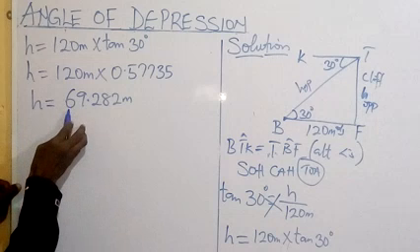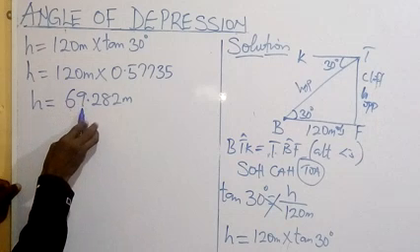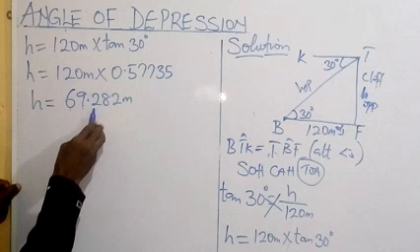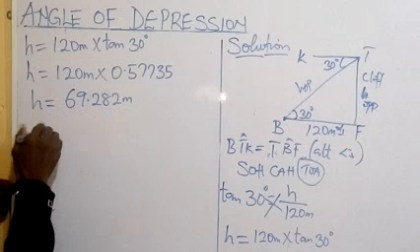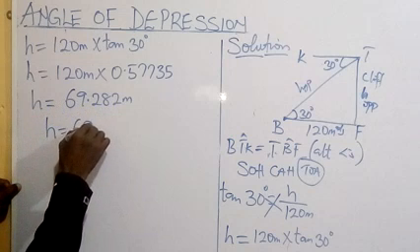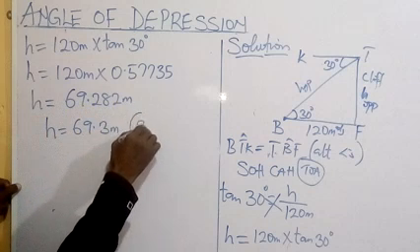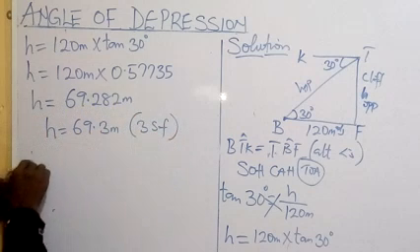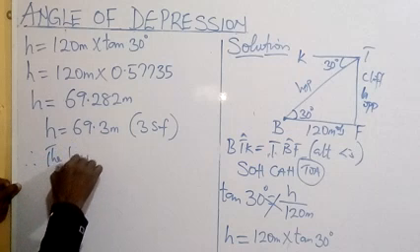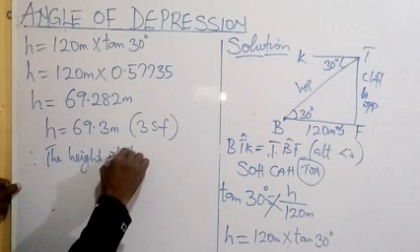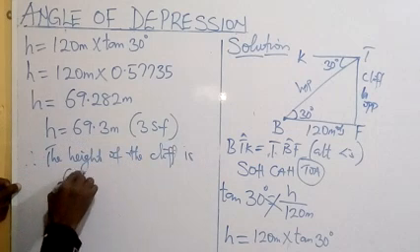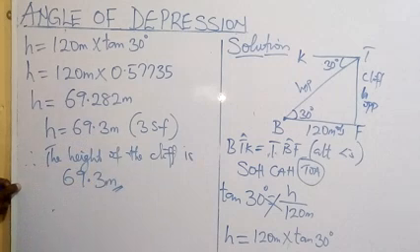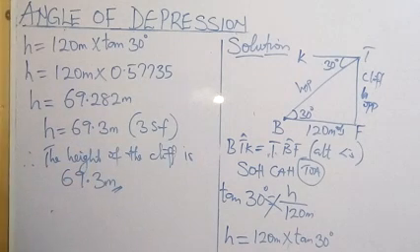6 is the first significant figure, 9 the second one, and 2 is the third one. But don't forget, the next number is more than 4. Add it from 5 up. Take 1 from here, we add it to this, so it becomes 69.3 meters, a 3 significant figure. Therefore, the height of the cliff is 69.3 meters. That is our final answer.